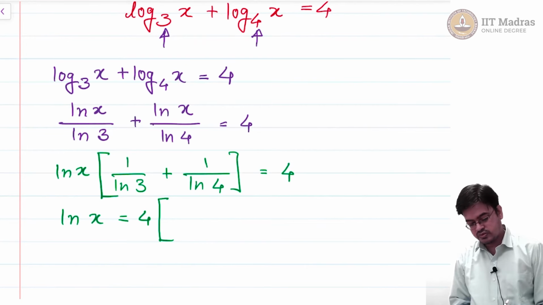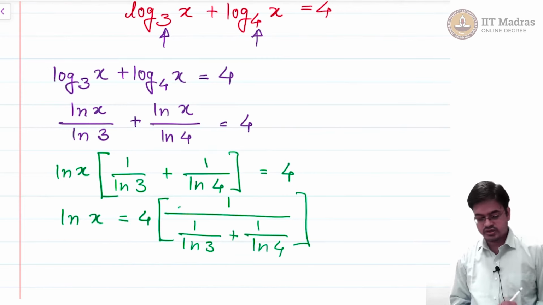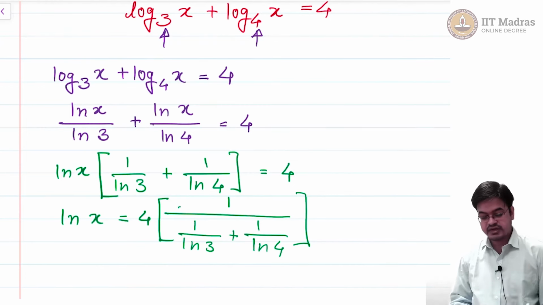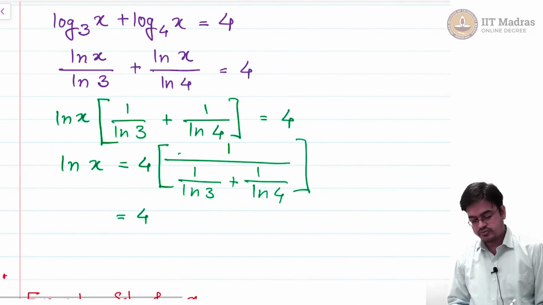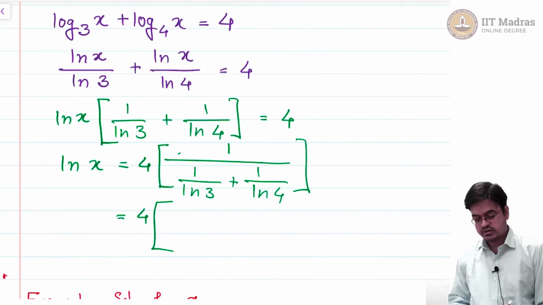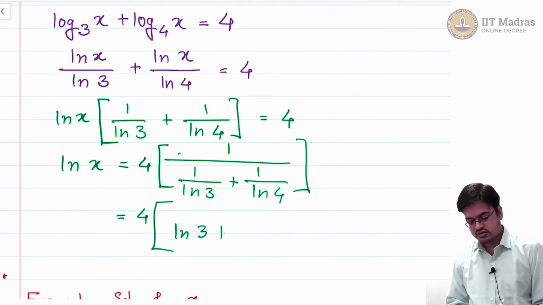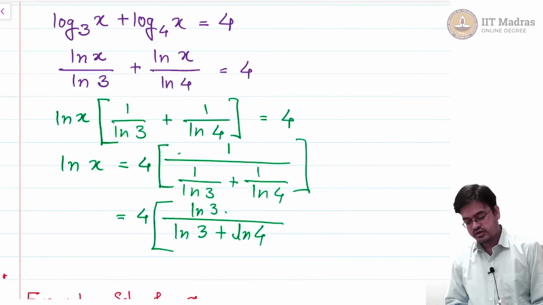So 1 upon ln of 3 plus 1 upon ln of 4. This is what it will be. So can I simplify this? Yes, I can simplify this further, which will give me 4 times, so ln of 3 plus ln of 4 will be in the denominator, and in the numerator it will give me ln of 3 into ln of 4.